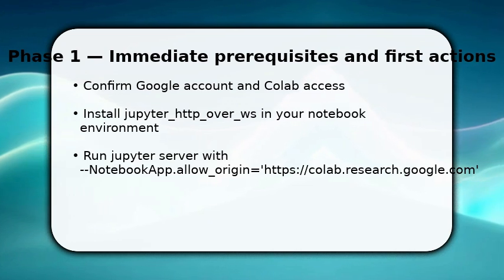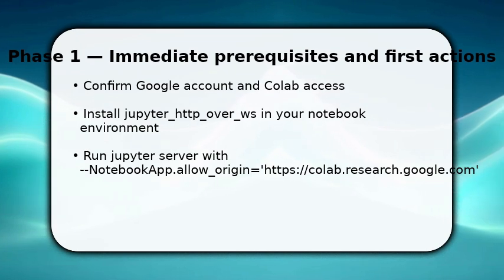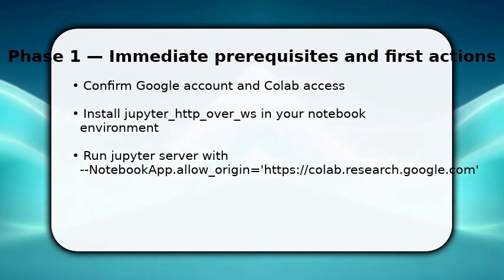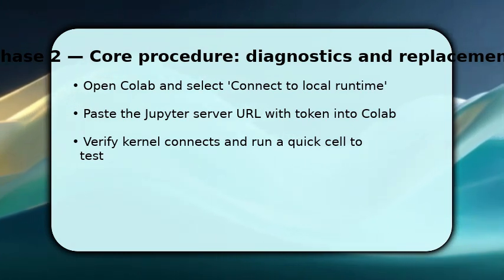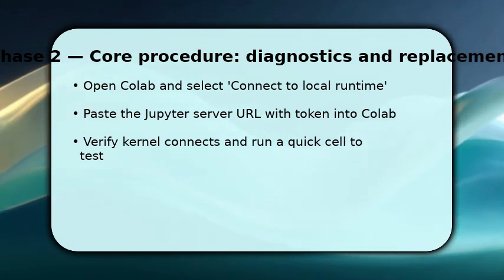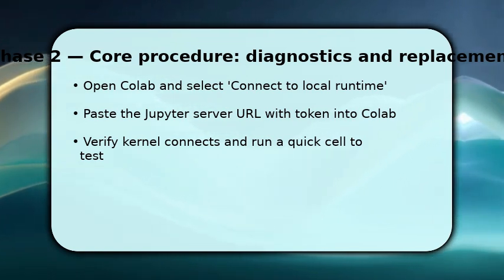Once done, copy the server URL with token. This is the key you will paste into Colab to link the session. Now switch to Google Colab. Choose Connect, then connect to local runtime. You will see a prompt requesting the Jupyter server URL. Paste the full URL you copied earlier, including the token.